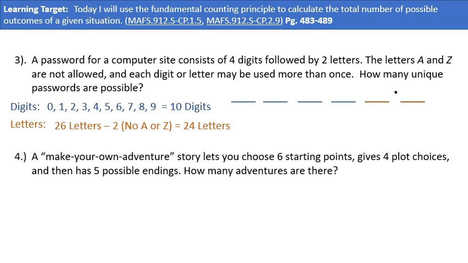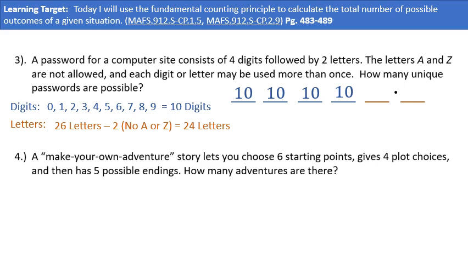All right, so now the first 4 are digits. So how many different options do I have for digits? 10. So it's going to be 10 for each of these options. So each line here represents 1 letter in my password, and the number here represents the number of options I have to choose from for that particular character, whether it's a digit or a letter.